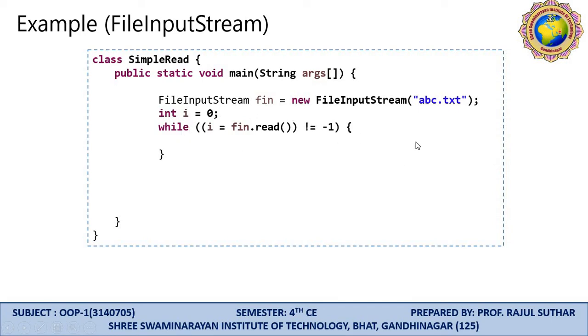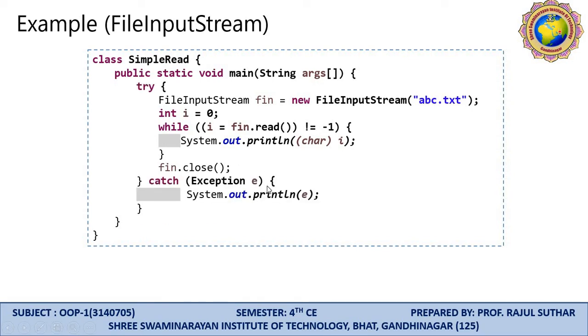If you are working with abc.txt and it contains the string hello, it will check each and every character one by one, and after reaching the final location, it checks for the end of file, -1, so this loop will be terminated. System.out.println((char)i) will print the particular characters, and fin.close() releases the memory. Catch (Exception e), System.out.println: if any error occurs, then the exception will be reported.